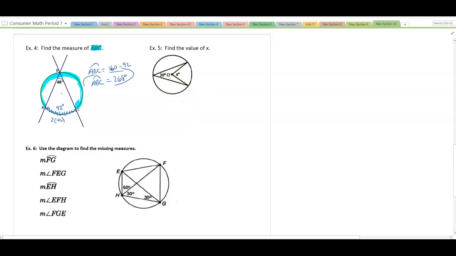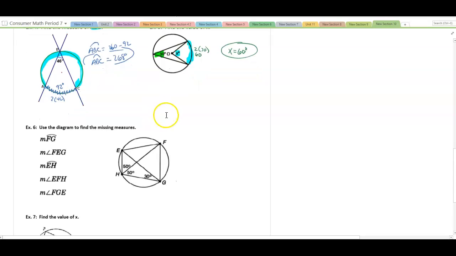The next one, if I look, this angle they give me, they want me to find x, and x is a central angle. And you have to remember, this angle is equal to this arc. How can I find that arc then? Well, if I look at this inscribed angle, if that inscribed angle is 30 degrees, 2 times 30 would give me that arc is 60 degrees. So if that arc is 60 degrees, that tells me x is equal to 60 degrees.